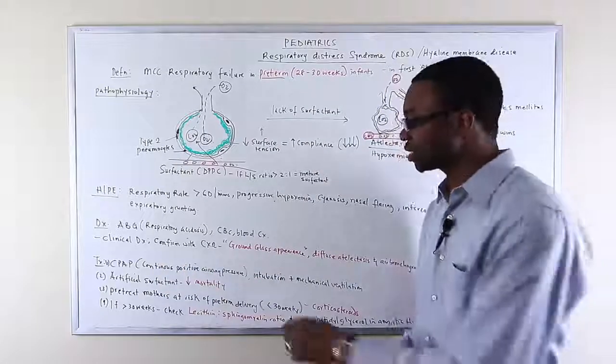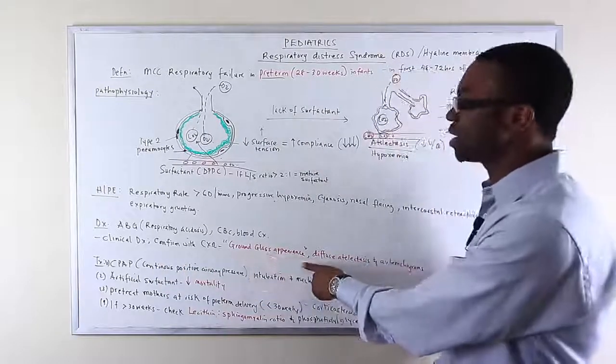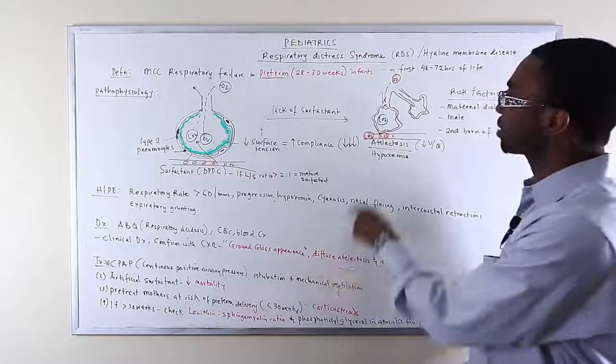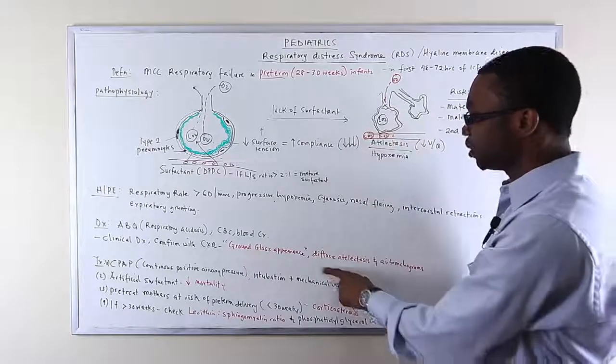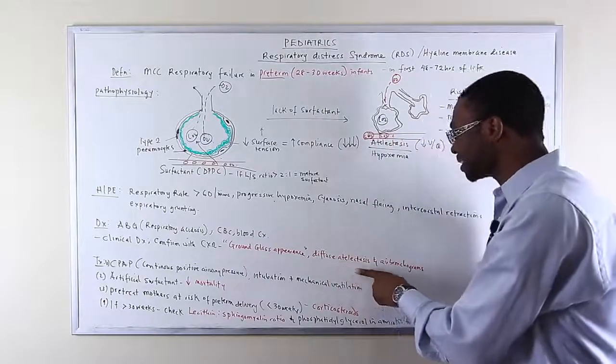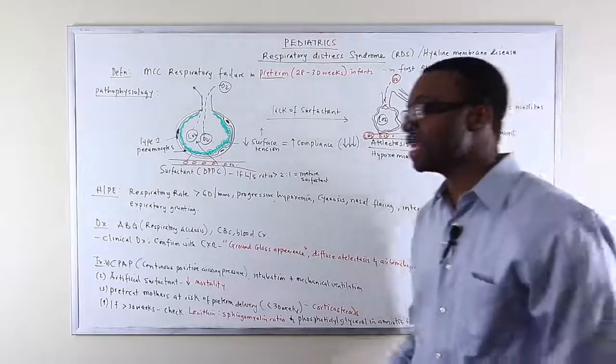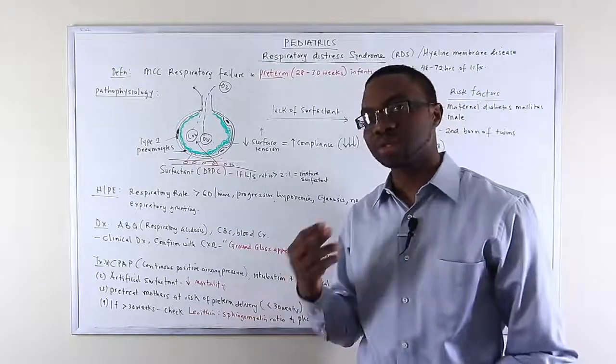And what you're going to see on chest x-ray is the ground glass appearance. And because I told you all their lungs are collapsed, you're going to see diffuse atelectasis and air bronchograms in this baby's chest x-ray. That's what gives it away.